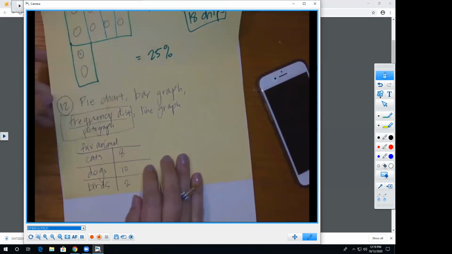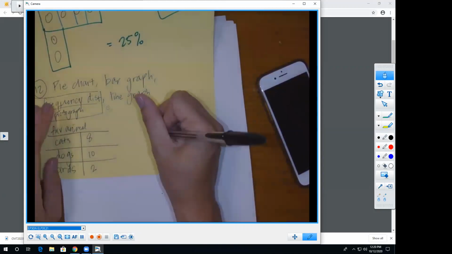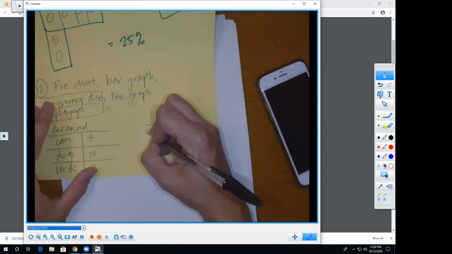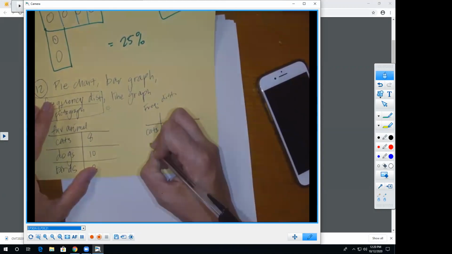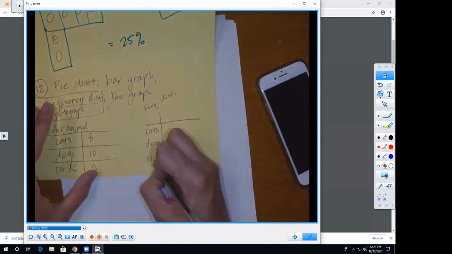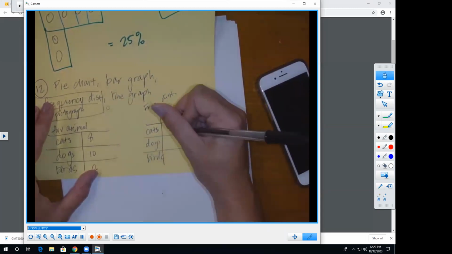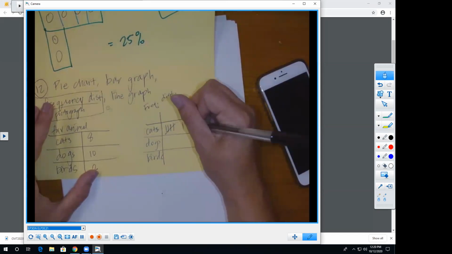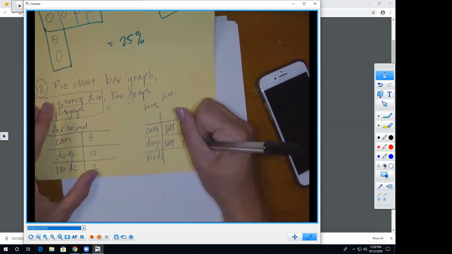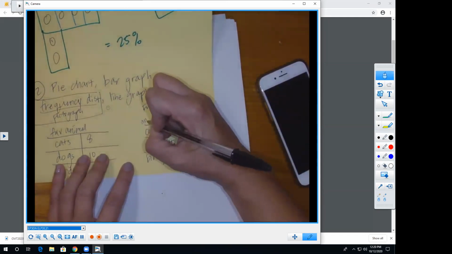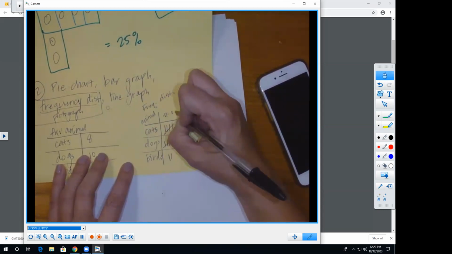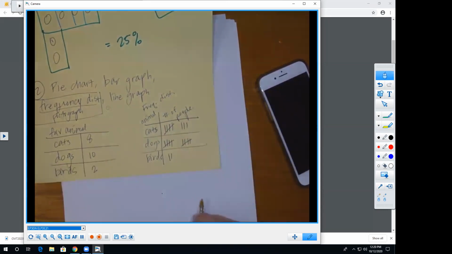So a frequency distribution would look pretty much like this. It's just we would have tally marks. So you'd have cats. This is the frequency distribution. Dogs and birds. So there would be 8 tally marks here. 4, 5, 6, 7, 8. 10 tally marks here. And 2 tally marks here. If you wanted to make that into a pictograph, you could draw little smiley faces for each person or something like that.